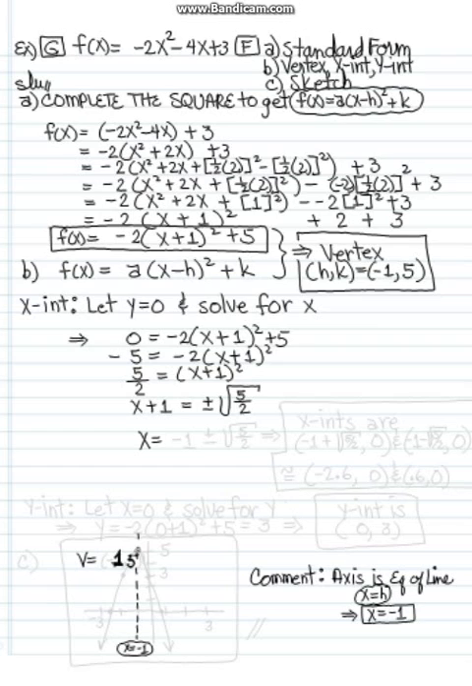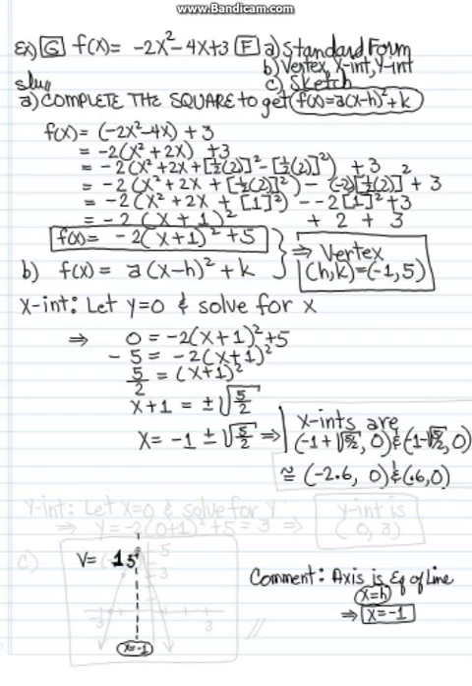And that is equal to, move the 1 over by subtracting 1 from both sides, you get -1 plus or minus the square root of 5/2. So that means that our x-intercepts are x equals -1 plus the square root of 5/2 comma 0. And also we have -1 minus the square root of 5/2 comma 0. And that's approximately equal to -2.60 and 0.60. That's going to help us do the graph.